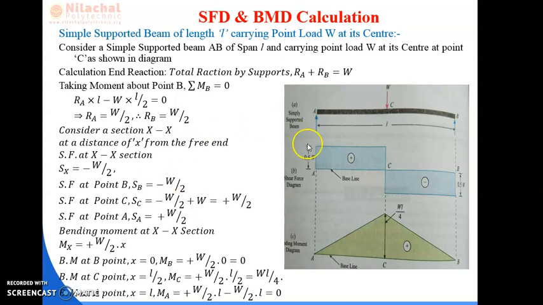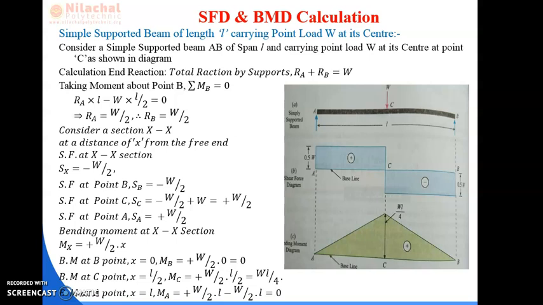As shown in the figure, we have a simply supported beam, meaning a beam of length L supported at its two ends with a support A and support B. There is a load W which is acting at the center point C of the beam.